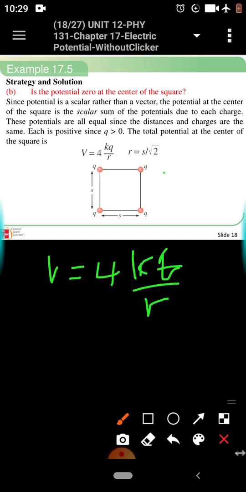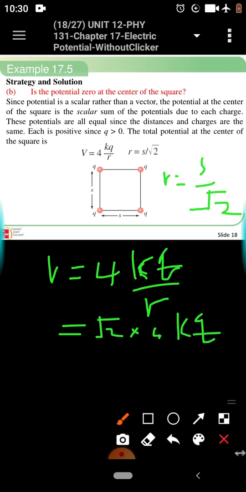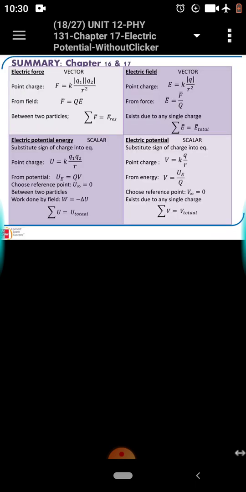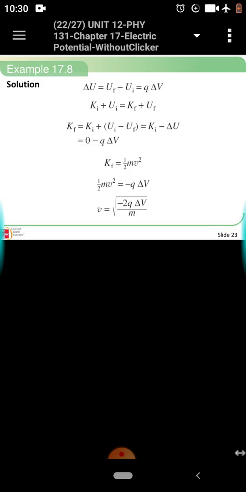We know that r is equal to s over square root of 2. When we substitute that, we'll have 2 times 4kq over s. This will be the electric potential at the center. So now let's go over this last example.